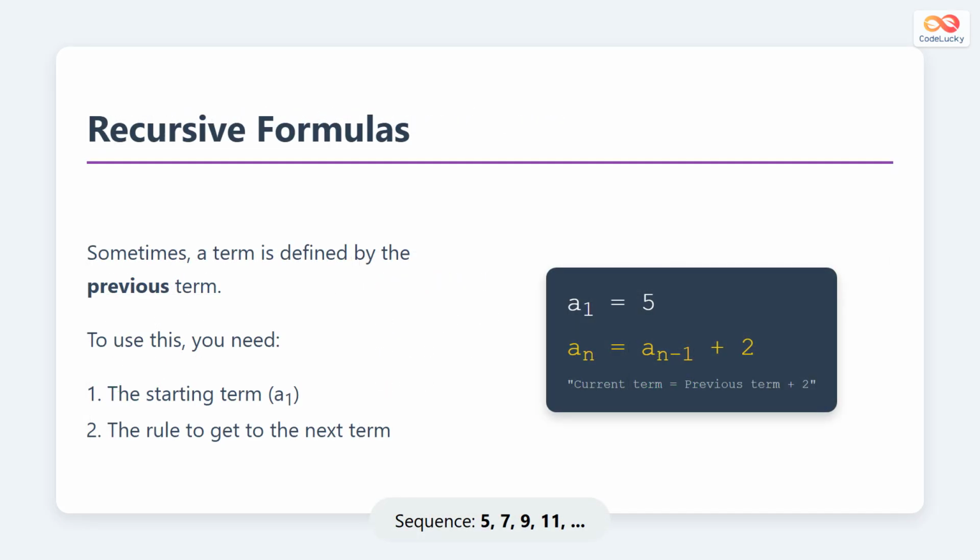Sometimes you might see a recursive formula. This describes a term based on the one before it. For instance, a rule might say, the current term is the previous term plus 2. To use this, you must know where the sequence starts.